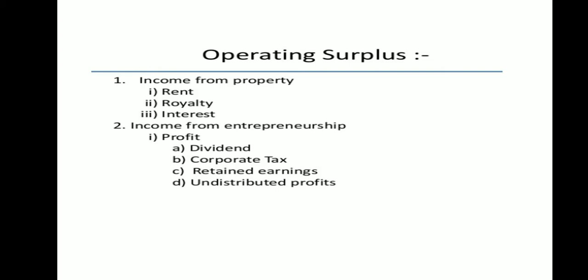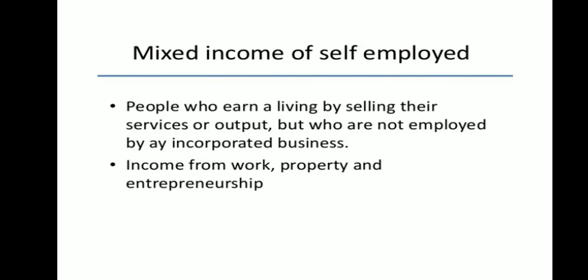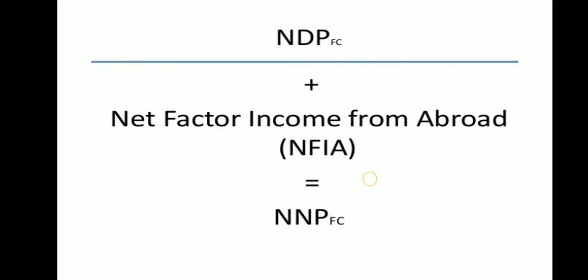Now, mixed income is the income of self-employed people who earn a living by selling their services or output, but who are not employed by an incorporated business. It is income from work, property, and entrepreneurship. Examples are small shopkeepers, repair shops, farmers, doctors, bankers. These all are self-employed and they come under mixed income.